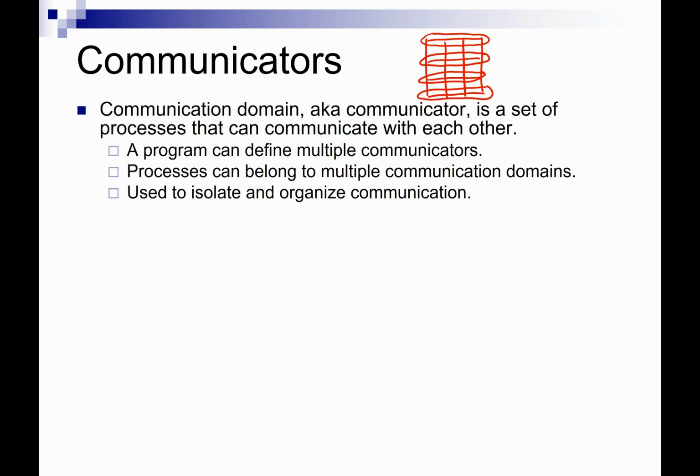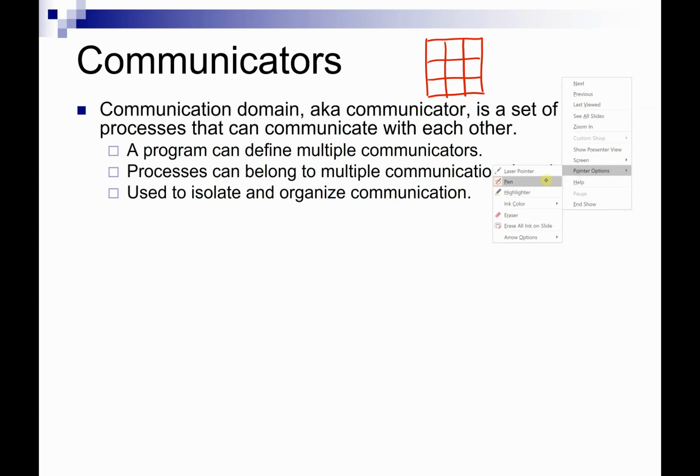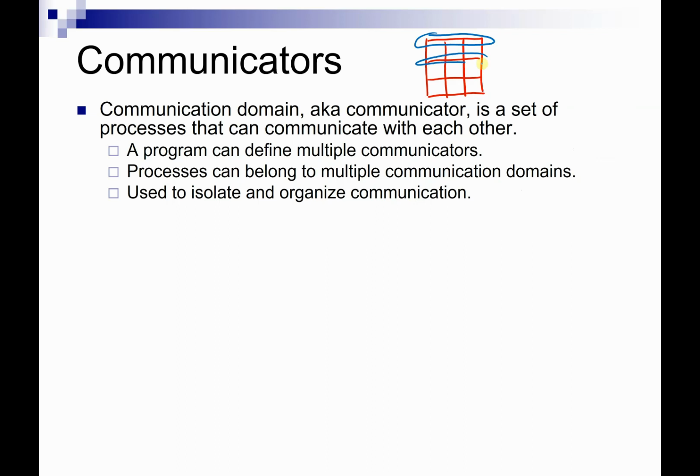And then sometimes you might want to talk to, you know what, let me switch to a different color. This is kind of hard to see here. All right, so we could have the row communicators. And then maybe sometimes you want to talk to processes in your column. So then you can define some column communicators also. You see that by having these communicators, it makes your communication much more organized, because when you just want to talk to your column, you can just use your column communicator and not the entire communicator.